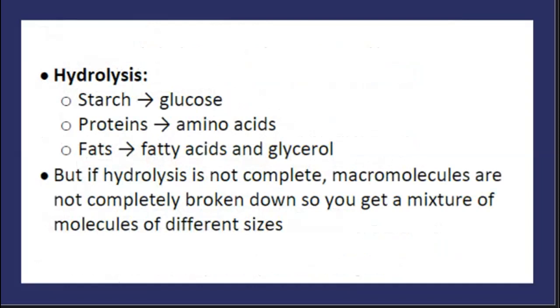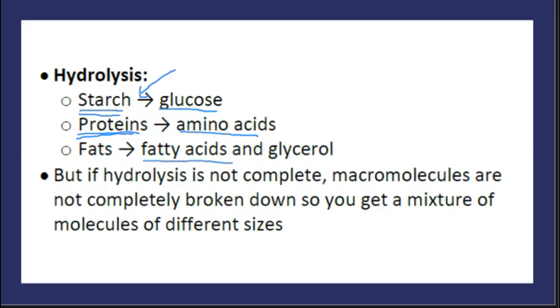All right. So hydrolysis, right? If starch in the presence of an enzyme is broken down, what it's going to produce is glucose. If proteins in the presence of an enzyme, for example, trypsin, are broken down, those of you doing biology, it would give us back amino acids, because amino acids are the basic building blocks of proteins, right? Just how glucose is the basic building block of starch, amino acids are the basic building blocks of proteins. And fats, it gives us fatty acids and glycerol.